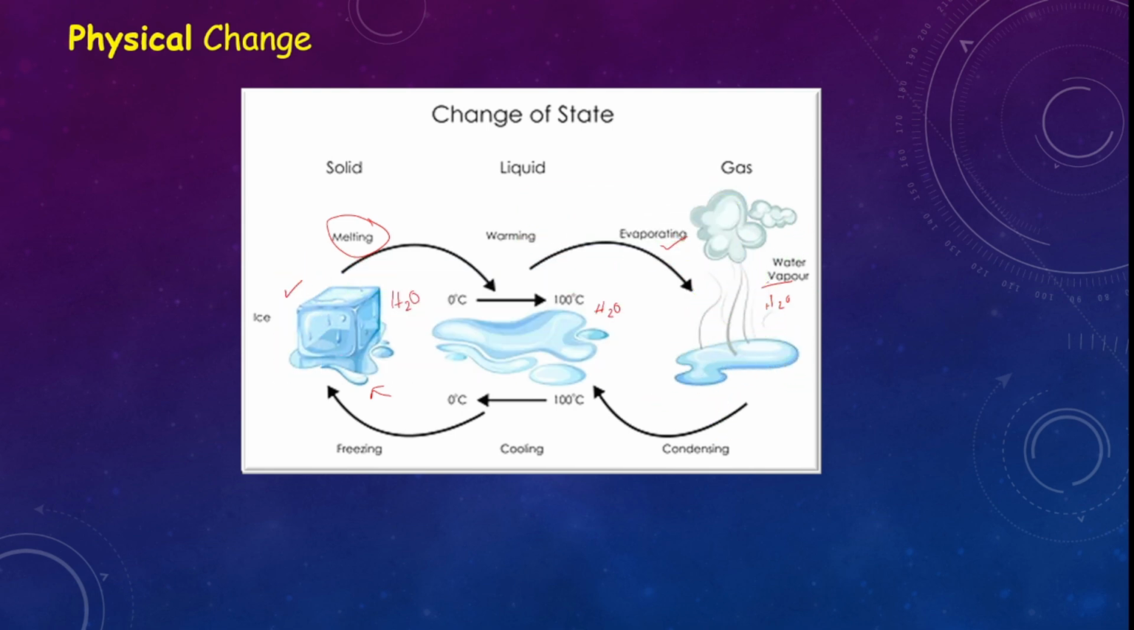No new products are formed, but water is changing its form or state, and such a change in which the form of the substance is changing and not its chemical composition. Chemical composition means water is made up of hydrogen and oxygen. There is no change in these elements. All of them contain the same elements. Chemical composition remains the same. No change in the hydrogen or oxygen molecule. Same thing, but it's changing its shape or form. And such a change is known as a physical change.